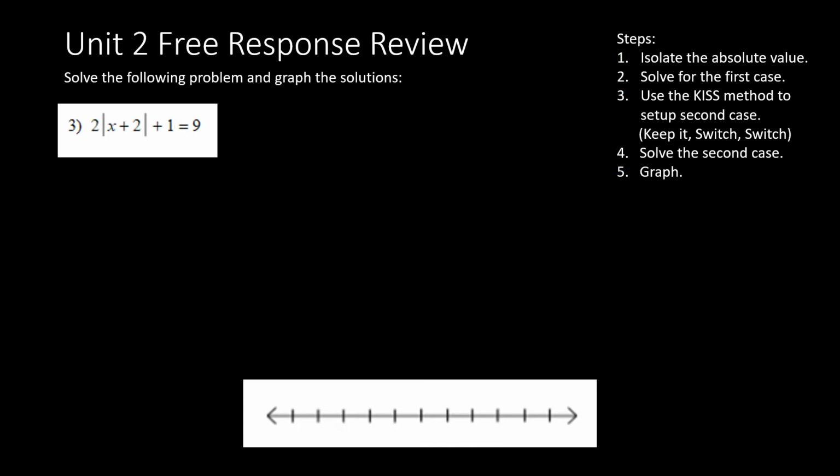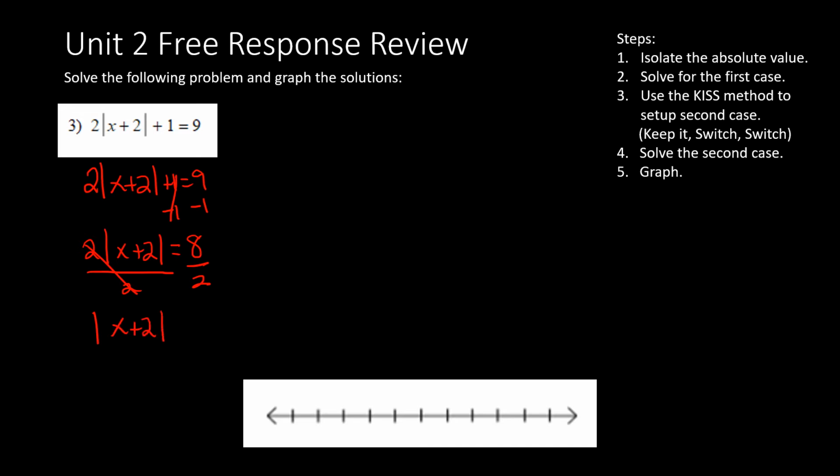So for this next problem here, we're going to do the same thing. We want to isolate it. So we'll say 2 absolute value of x plus 2 plus 1 equals 9. We'll subtract 1 from both sides. So we'll have 2 absolute value of x plus 2 equals 9 minus 1 is 8. Divide both sides by 2. So I get the absolute value of x plus 2 equals 4. We're going to go ahead and box this. This is our isolated absolute value.